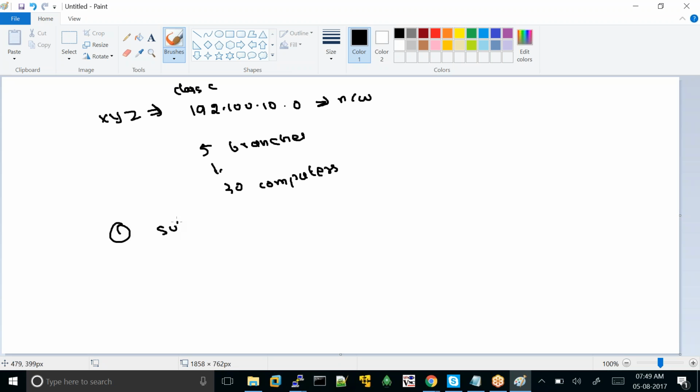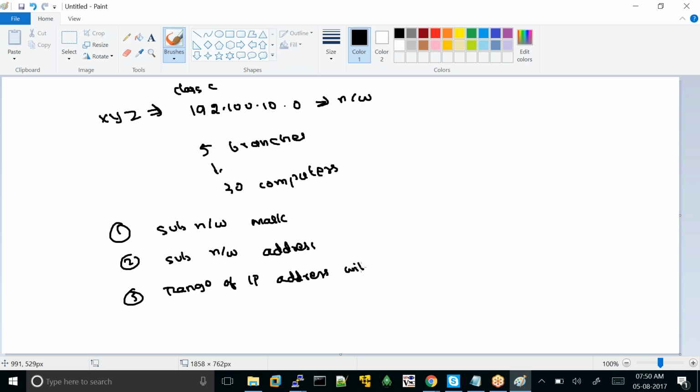First, we want to find out the subnet mask. The second step, you want to find out the subnetwork address. Then the third step, you want to find out the range of IP addresses within the subnet. Okay, these are all the 3 things that we need to go for. First, how to find out a subnet mask? We have a formula here.